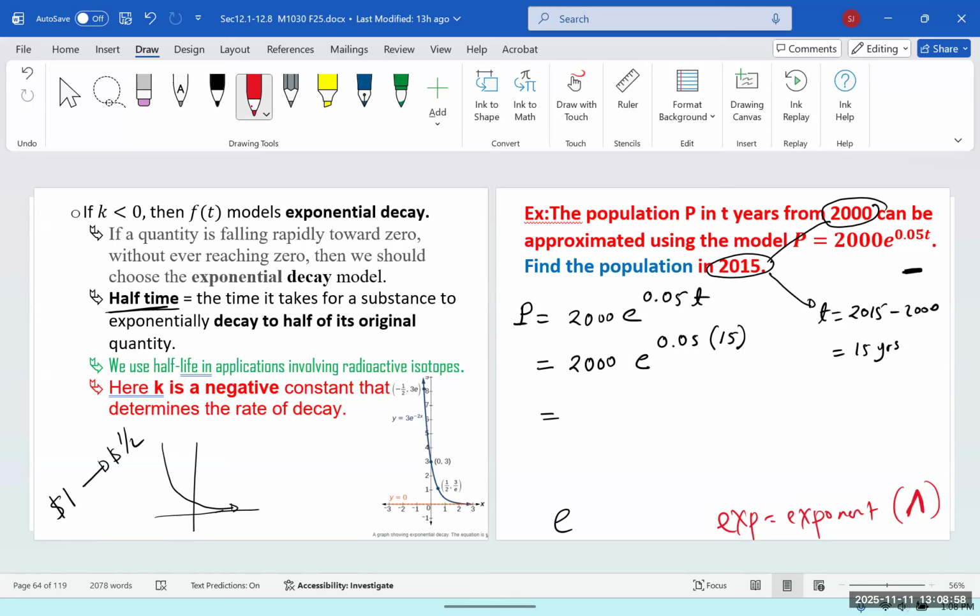So the number that I just got is the population. How much population do you have? 4,236.